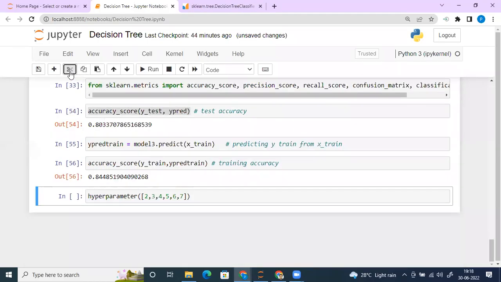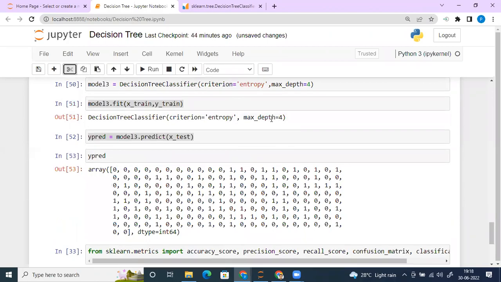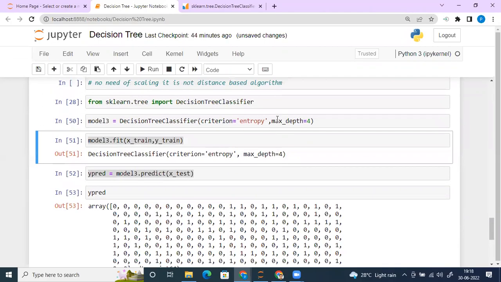So let's come back here again. What I was telling you: we saw that by changing the value of max depth, we change the parameter, how much your depth will grow. There are several parameters, but let me tell you one more important one. This is your min sample split.